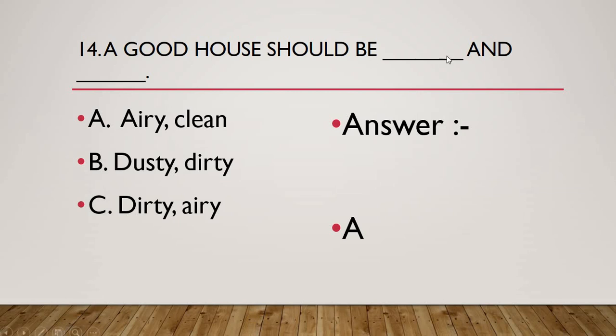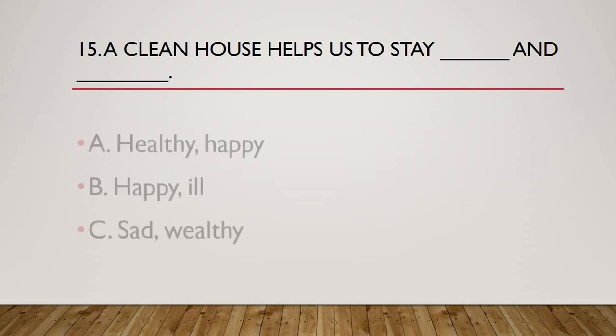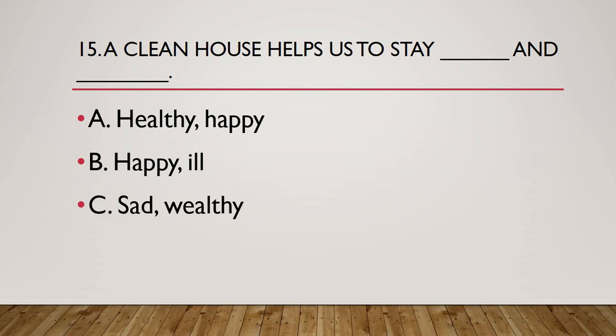So a good house should be airy and clean. So a proper amount of air and ventilation should be there, windows and doors and so on, and moreover it should be clean. Correct? So option A is the correct option. Moving on to the 15th one. A clean house helps us to stay dash and dash. Again, here are the options. It helps us to stay happy and healthy, or happy and ill, or sad or wealthy. Just select the options quickly.